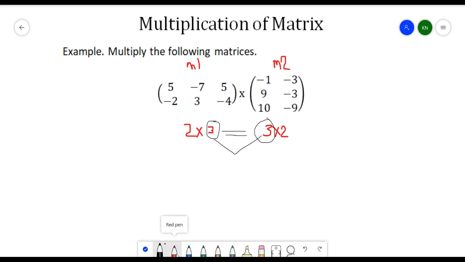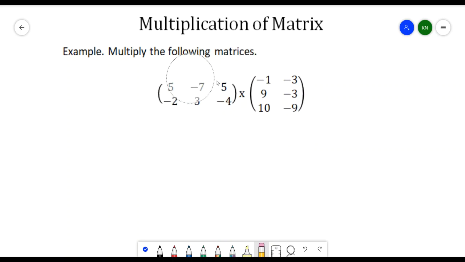Now, how do we know the resulting dimension of our matrix? The outer dimensions are the resulting dimension of our matrix. So as you can see, the rows of M1 and the columns of our M2 give the resulting dimension. Meaning, a 2 by 3 matrix multiplied by a 3 by 2 matrix will result in a 2 by 2 matrix. Again, our goal here is to find the product of these two matrices in a 2 by 2 dimension. So now let's proceed with the operations.